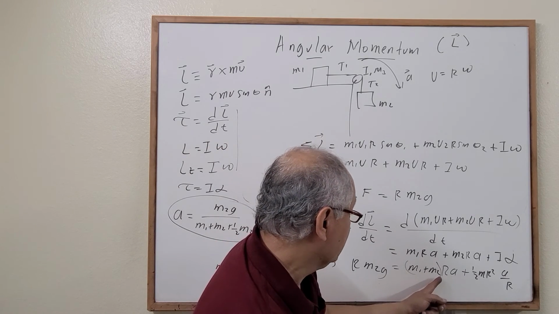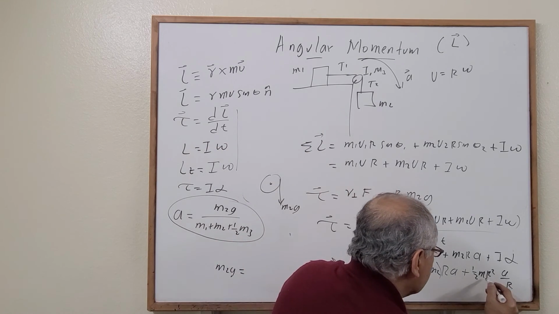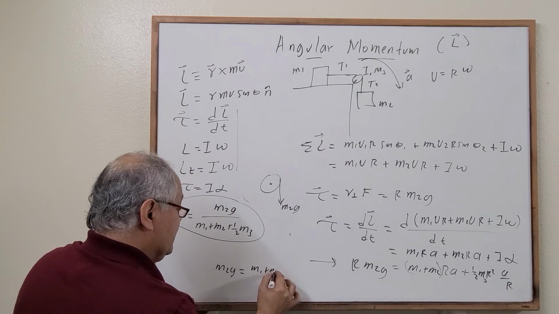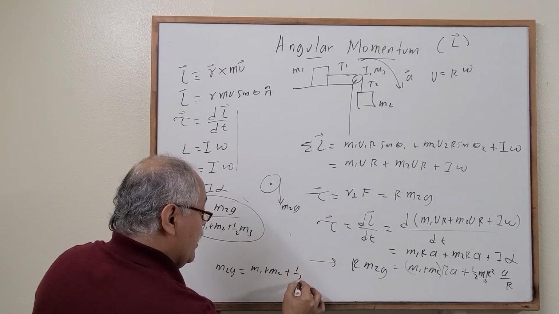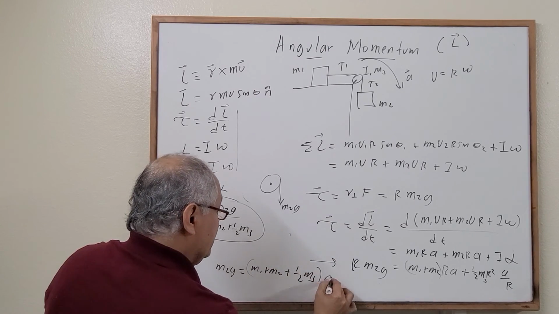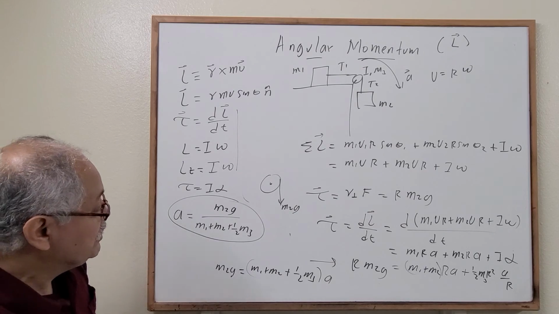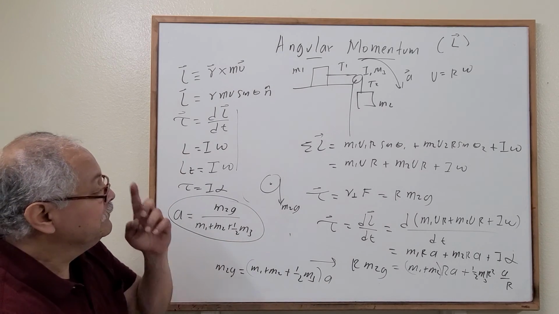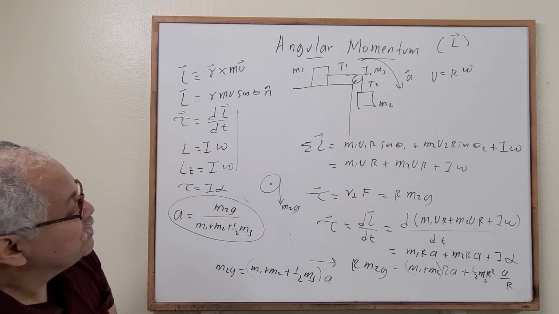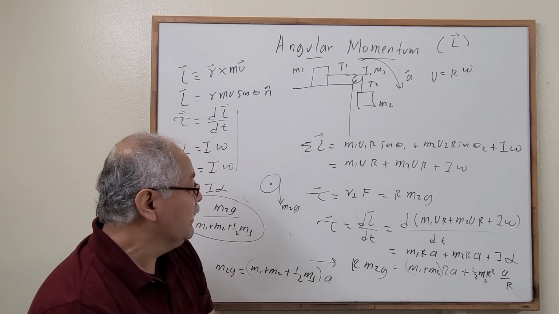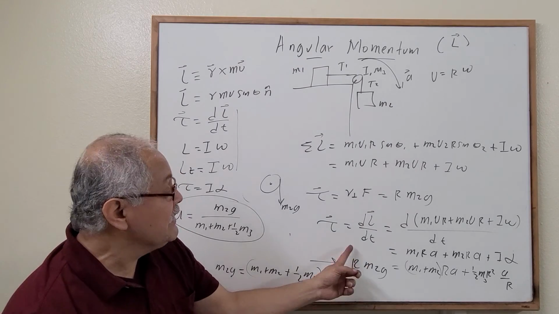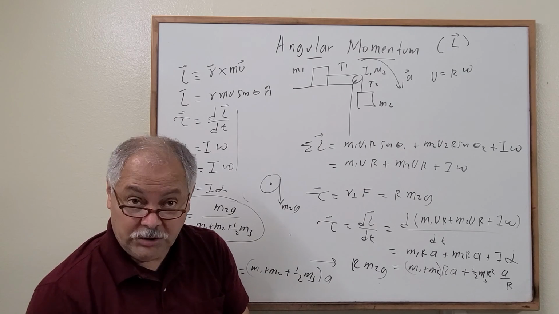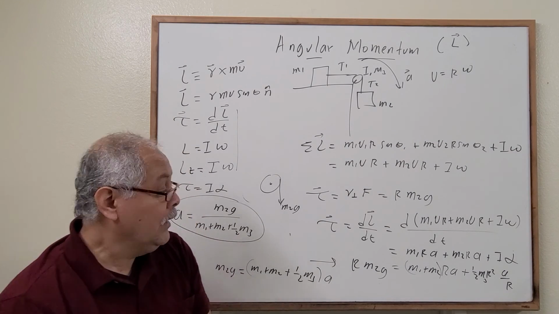m1 plus m2 plus 1/2 m3 times acceleration, where this is m3, the mass of the pulley. When we solve for acceleration, we get the same answer as before. So using angular momentum, we get the same answer as if we use only forces when we're dealing with torques.